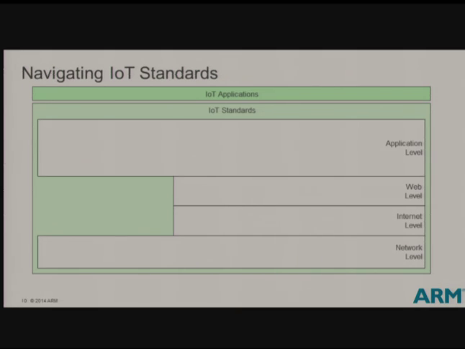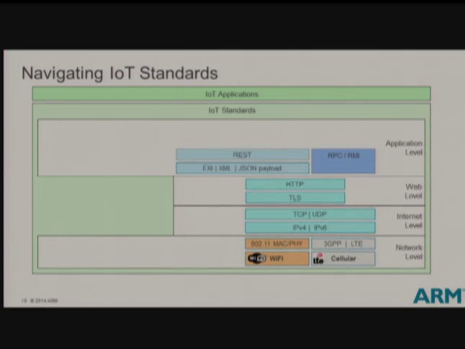So one way to cut it is to say, all right, we've got standards at the application level. Underneath it, we're going to do things web-like, right? Because that's been proven to scale before in the past. Then they're going to be supported at the internet level, and then finally at the network level. The previous speaker talked about the network level standards. So how do you cut through this?